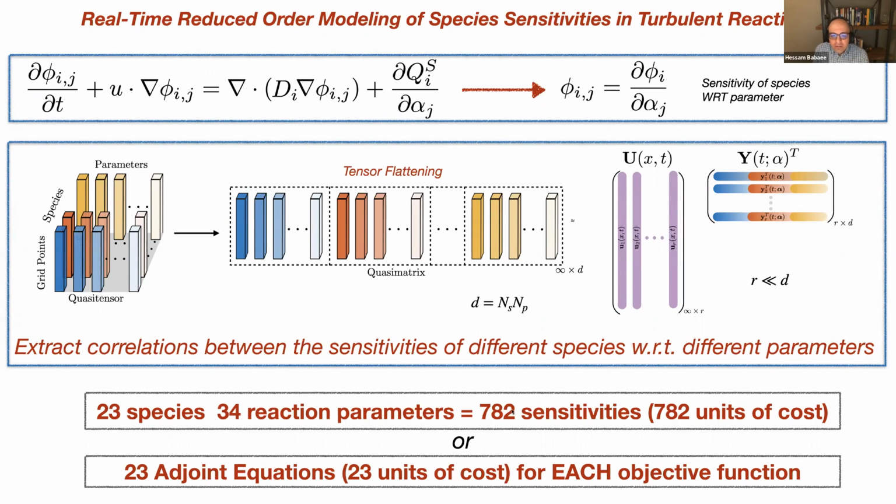This is actually 782 field variables, and we can solve them with only 5 modes. The reason is that all these sensitivities are advected with the same velocity. So if you look at them instantaneously, they have very similar shape. Or what we say, they are highly correlated instantaneously, not in time. If you look at them in time, they decorrelate very quickly.